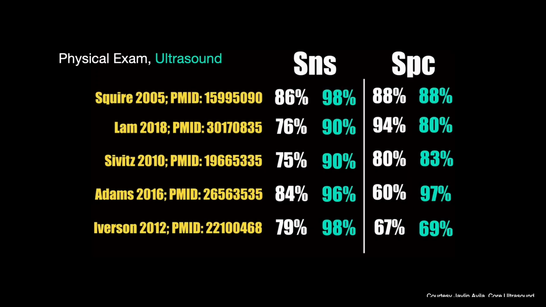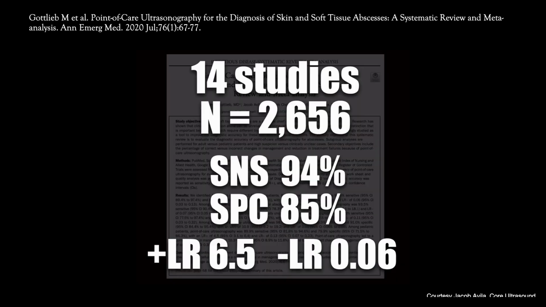When it comes to point-of-care ultrasound accuracy in diagnosing soft tissue infections and abscesses specifically, there have been a number of studies, including those shown in this table, courtesy of Dr. Avila. In this table, white values demonstrate sensitivity and specificity of physical exams, while blue demonstrates that with ultrasound. You can see that while specificity is mostly comparable between the two, sensitivity increases with the use of ultrasound.